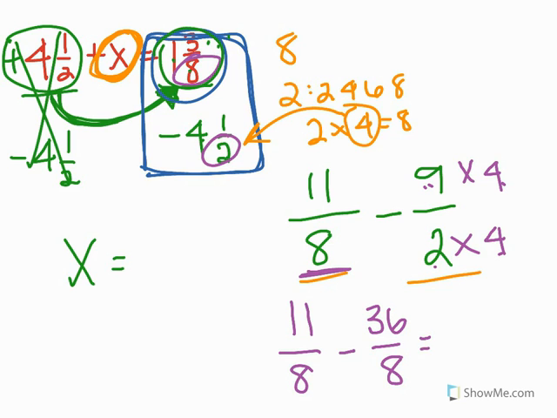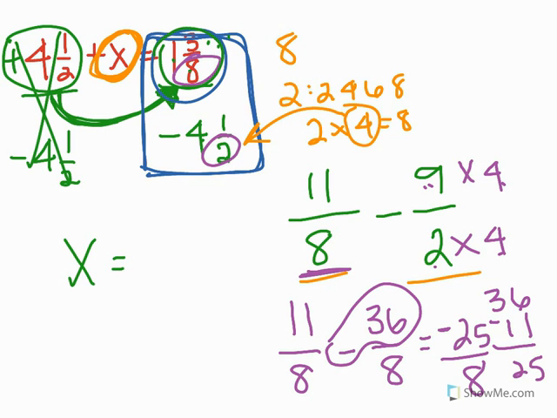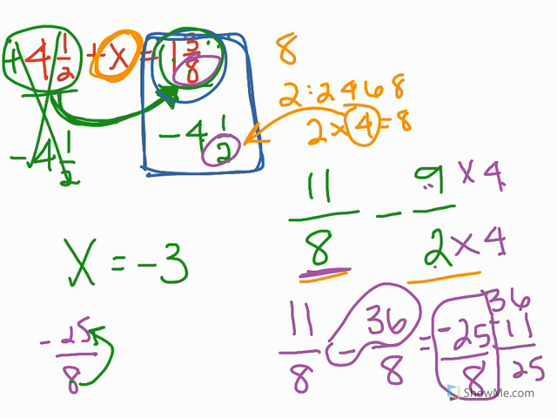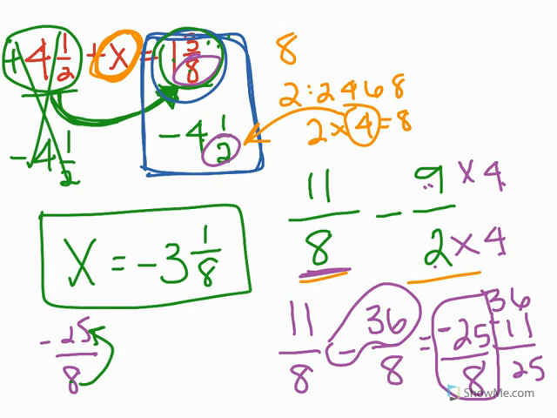Now all I have to do is subtract. We have positive 11 minus 36. That's the same thing as 36 minus 11. The bigger number here is negative, so my final answer is going to be negative. That's the same thing as negative 25/8. So negative 25/8. If I want to convert that into a mixed number, it's going to be negative. I know that 8 goes into 25 a grand total of 3 times with 1 left over. So my final answer here is going to be negative 3 1/8.